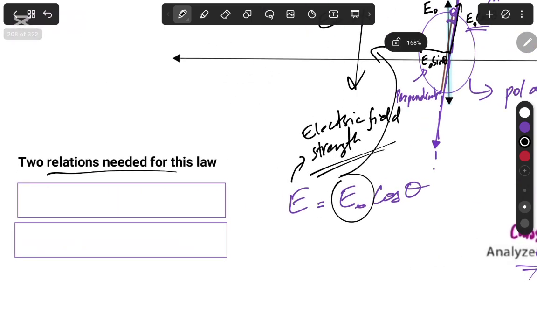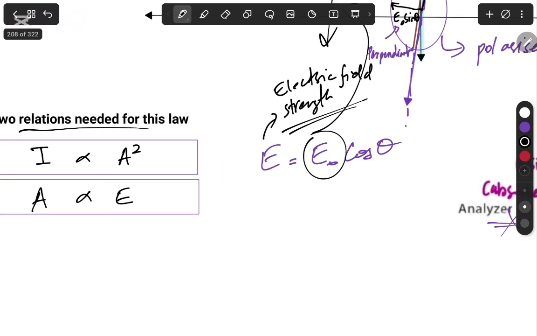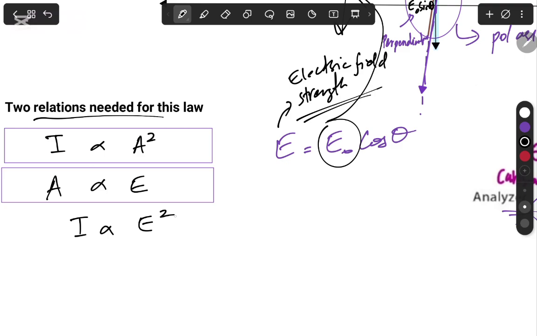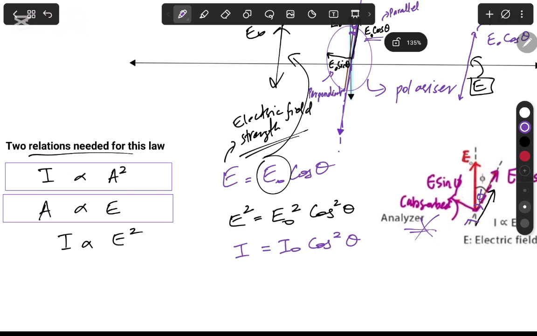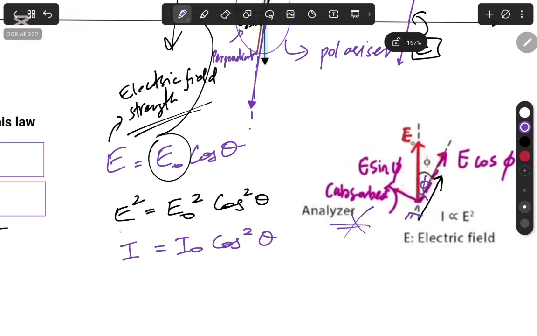Now there are two relations you need to know. One is intensity is proportional to amplitude squared. And amplitude is directly proportional to electric field strength. So using this, we can say that the intensity is proportional to electric field strength squared. And then we can say E squared is equal to E naught squared cos squared theta. And then we can say, instead of E naught squared, intensity I is equal to I naught cos squared theta. Okay, so that's what we're going to be looking at.